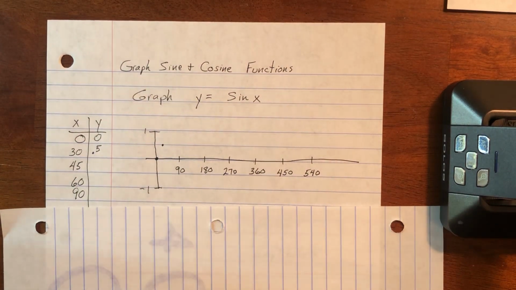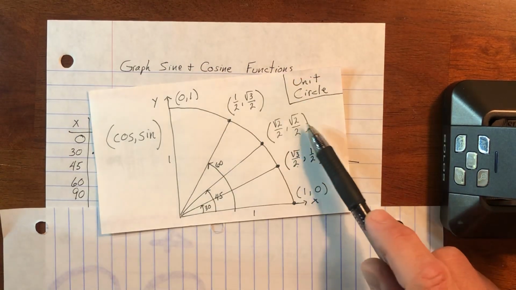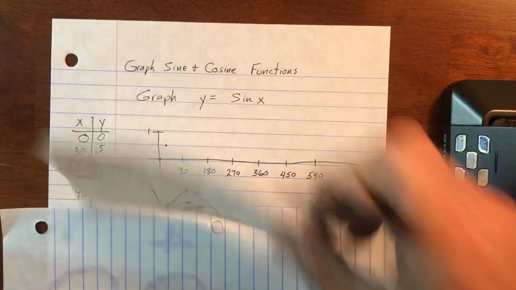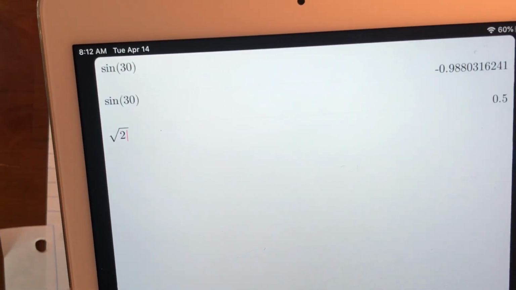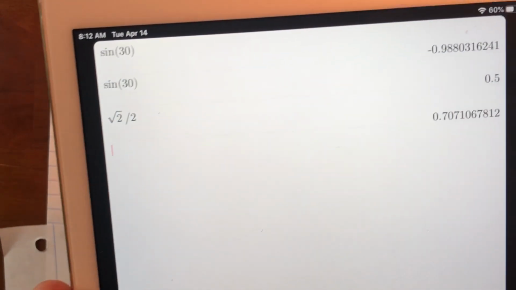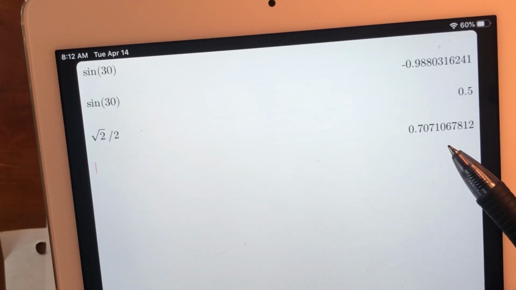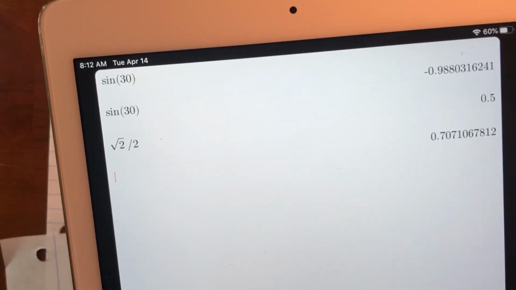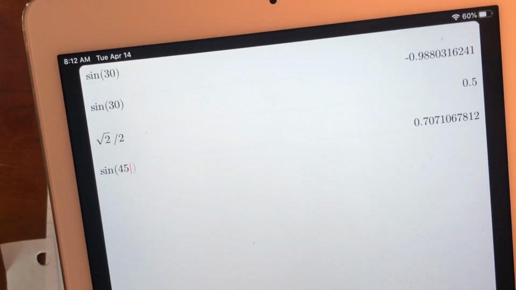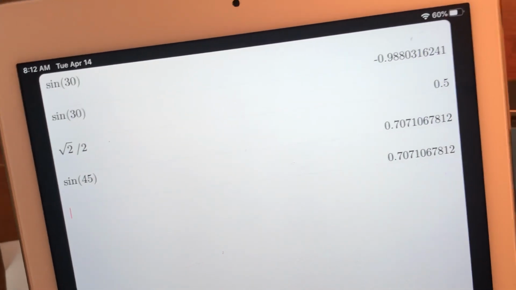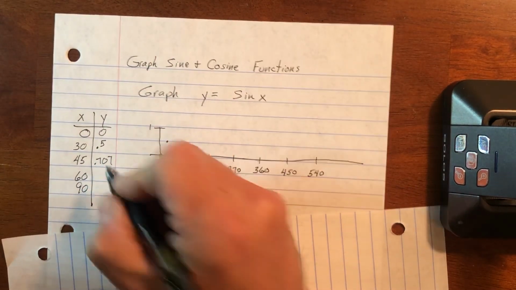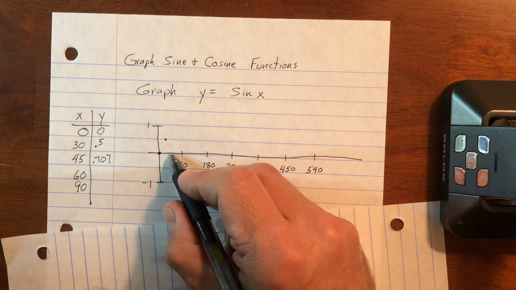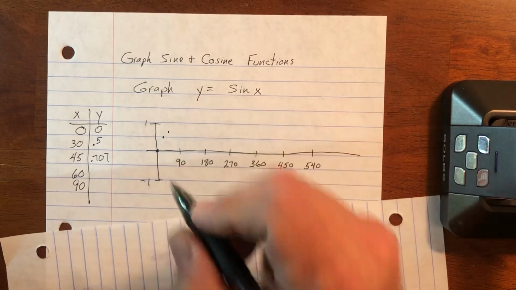45 degrees. Well, we know from our reference triangle that that's going to be the square root of 2 divided by 2. What is the square root of 2 divided by 2? Well, according to the calculator, it's 0.707. Is that the same as the sine of 45 degrees? I sure hope so. Otherwise, I've been lying to you the last few days. So 0.707 is what we're going to graph. At 45, that's halfway, and 0.7 is a little bit higher.